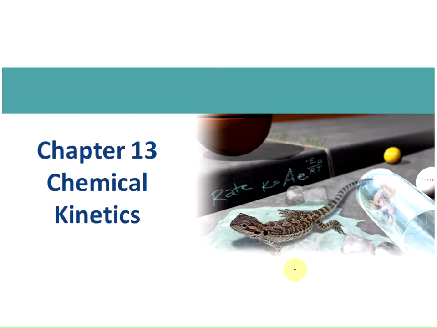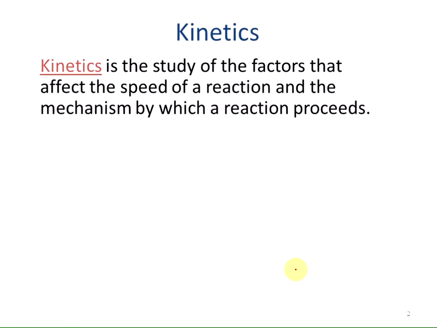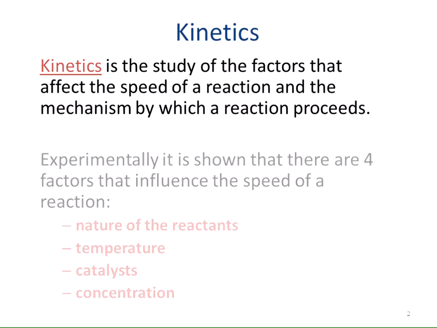Well, it's those chemical processes in the body that allow the lizard to move that are affected by temperature. And when it gets colder, the reaction slows down. And that's what chemical kinetics is about. It's about studying the rates of a reaction and how fast they go. So kinetics is the study of the factors that affect the speed of a reaction and the mechanism by which it proceeds. And the mechanism is just the route, the pathway, the reaction takes.